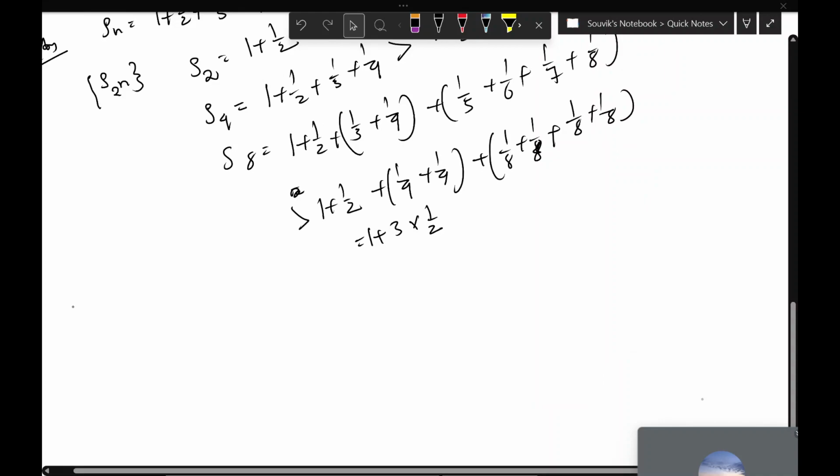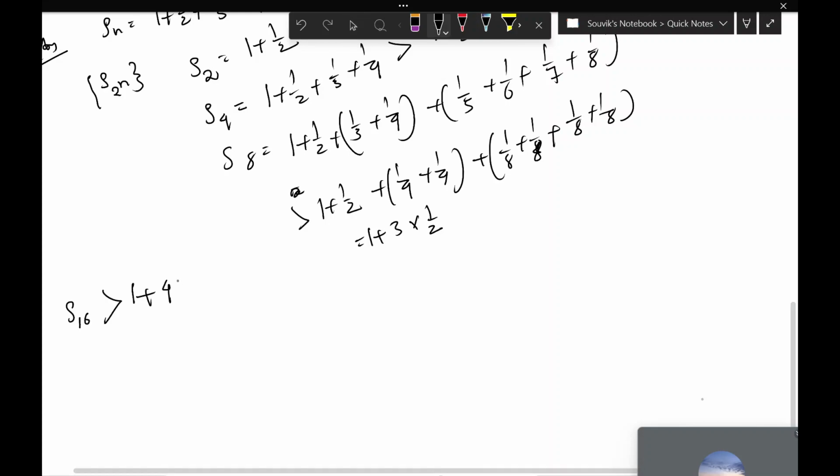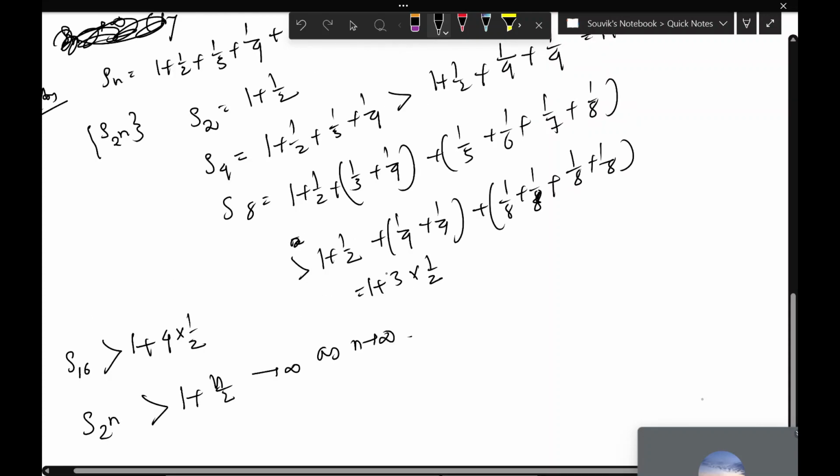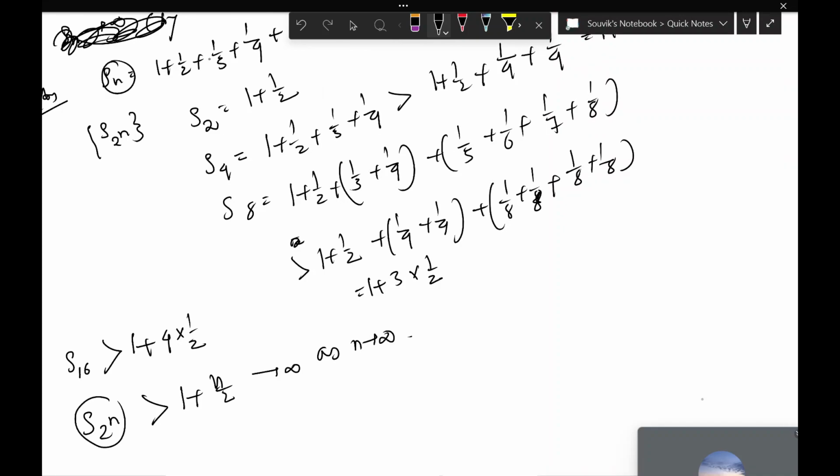Similarly, A16 is greater than 1 plus 4 into 1 by 2. So S should be greater than 1 plus n by 2, which diverges as intended. So we see that the partial subsequence S2 diverges, so the sequence Sn diverges. Hence this series, 1 half, 1 third, 1 fourth, diverges. Okay, so do you understand this process?